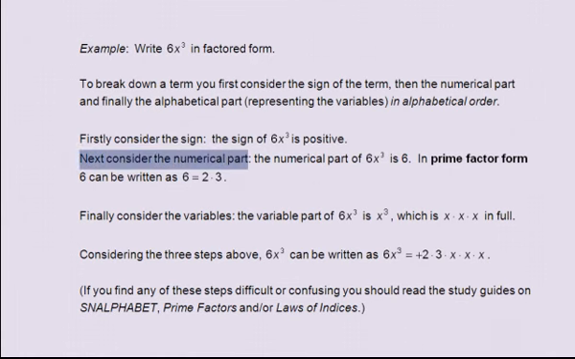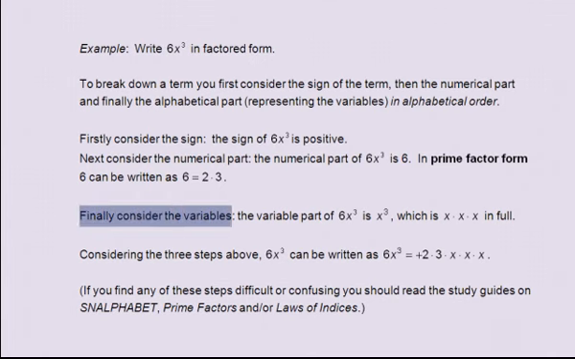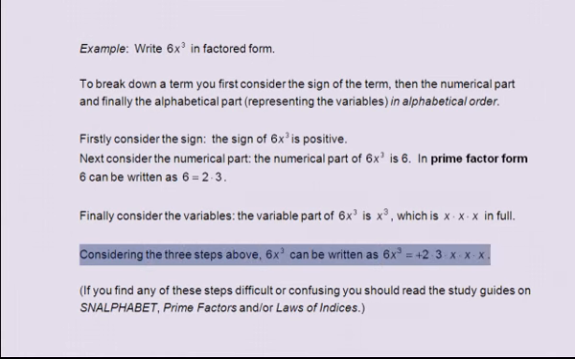Next, consider the numerical part. The numerical part of 6x cubed is 6. In prime factor form, 6 can be written as 6 equals 2 multiplied by 3. Finally, consider the variables. The variable part of 6x cubed is x cubed, which is x multiplied by x multiplied by x in full. Considering the three steps above, 6x cubed can be written as 6x cubed equals plus, which is the sign, 2 times 3, which is the 6, times x times x times x.